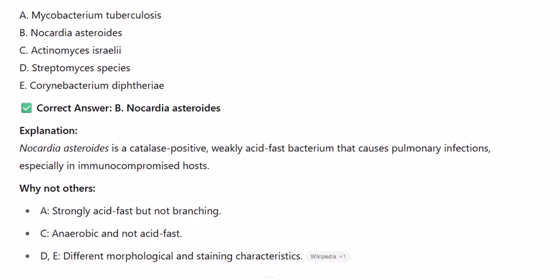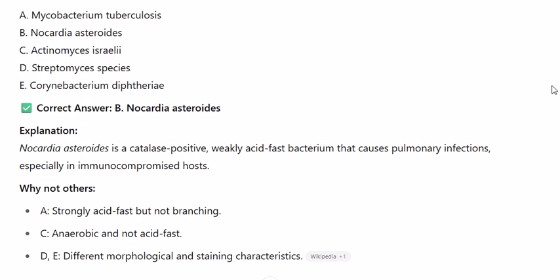Nocardia asteroides. Explanation: Nocardia asteroides is a catalase-positive, weakly acid-fast bacterium that causes pulmonary infections, especially in immunocompromised hosts. Why not others? A. Strongly acid-fast but not branching. C. Anaerobic and not acid-fast. D, E. Different morphological and staining characteristics.